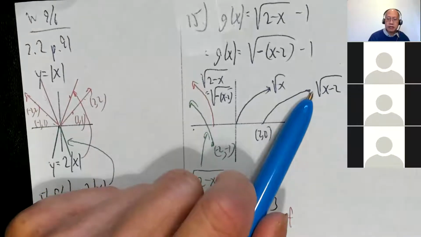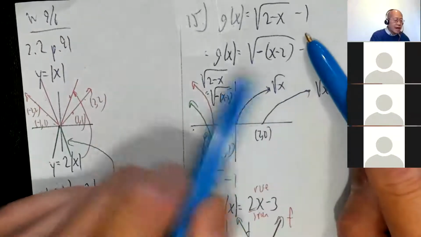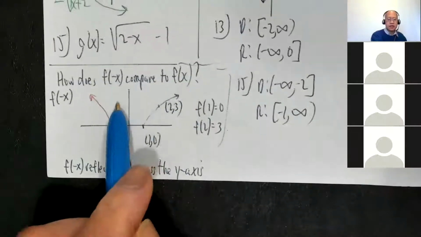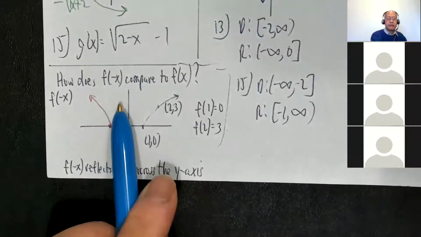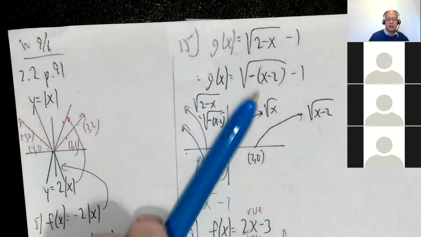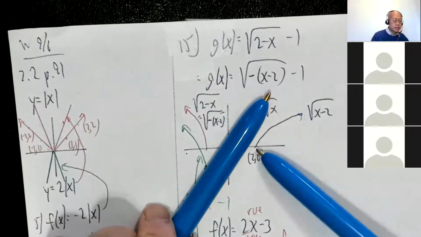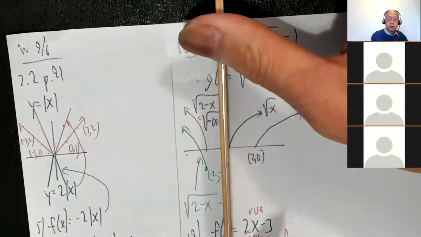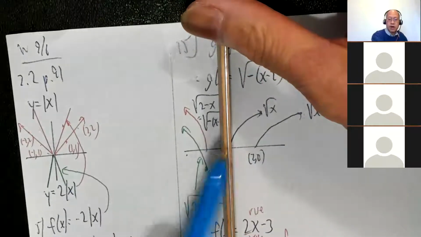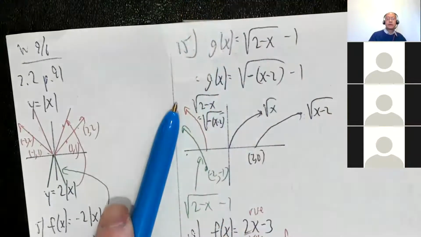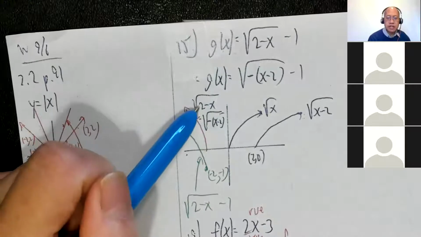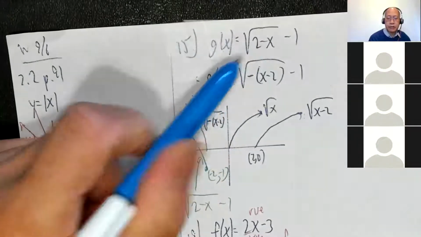So this is square root of x minus 2. Now, if I put a negative in front of the whole thing, that's an instance of this. That reflects across the y-axis. So now this graph reflects across the y-axis. It ends up going like that. So that now is square root of negative x minus 2, which is the same thing as square root of 2 minus x, because that's the way it was written in the original problem.